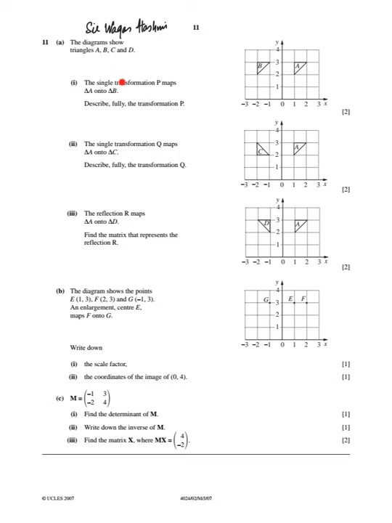Alright, question number 11 from the topic transformation. Diagram shows A, B, C and D. The single transformation P maps triangle A onto B. So if A transforms onto B, what is the transformation? So that is translation, right? And the vector of translation is minus 3 comma 0, because there is no change in y, and on x-axis we have shifted 3 steps to the left, that is why it's minus 3. So that is your first part answer.